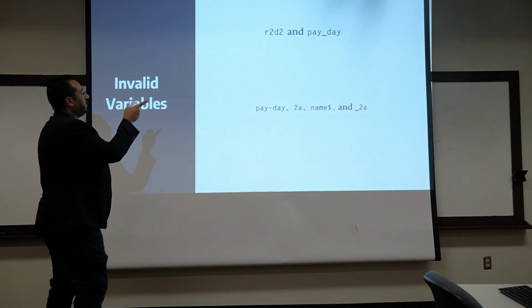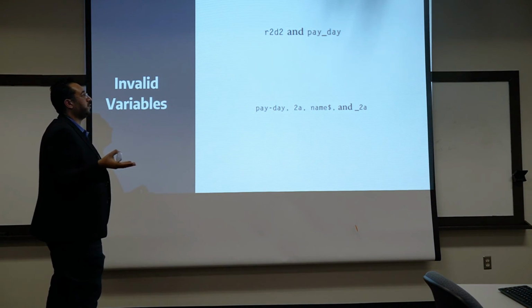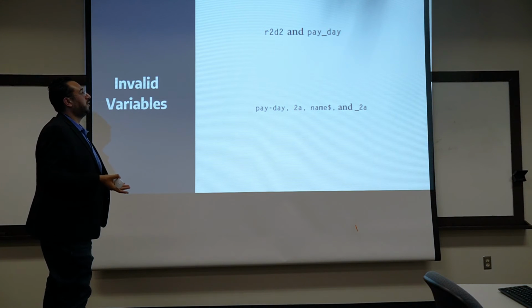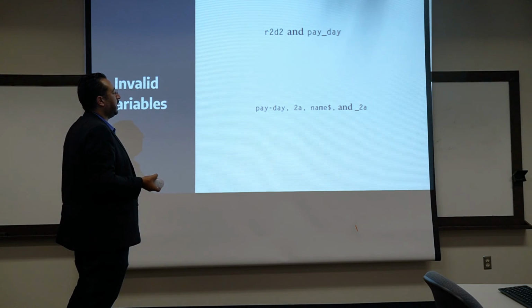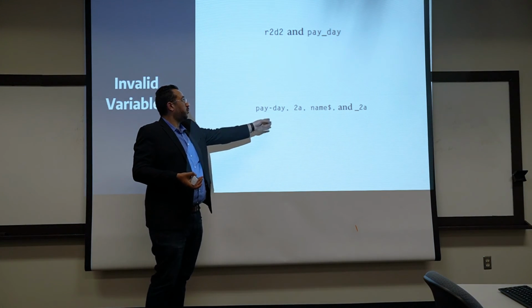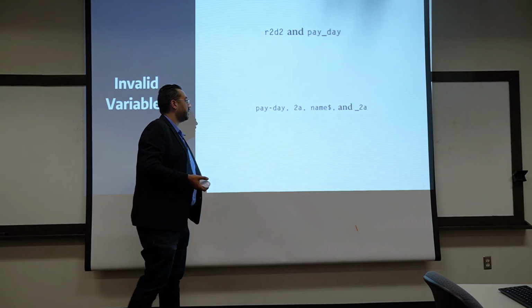So we have the variable R2D2, and we have payday. Let's say you want to say R2D2 equal 1. Does MATLAB like it, or will it say no? Same thing, pay underscore day. Does it like it or no? Yeah. How about here?